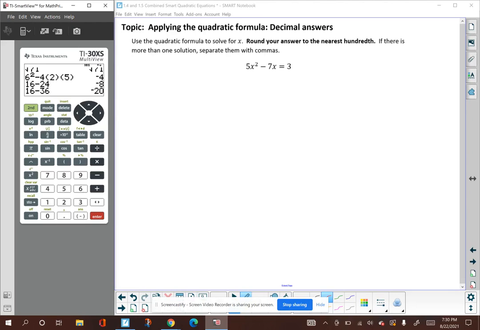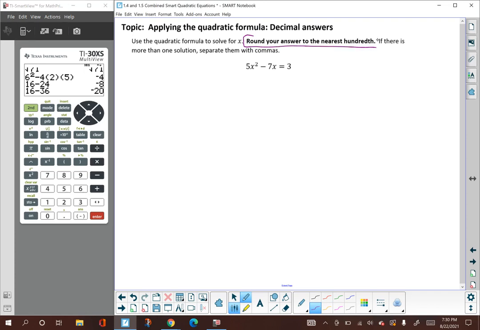Okay, our next topic is applying the quadratic formula but getting decimal answers. Now, the reason that we know that they want a decimal answer here is because the topic instructions are literally going to tell you that. Round your answer to the nearest hundredth.